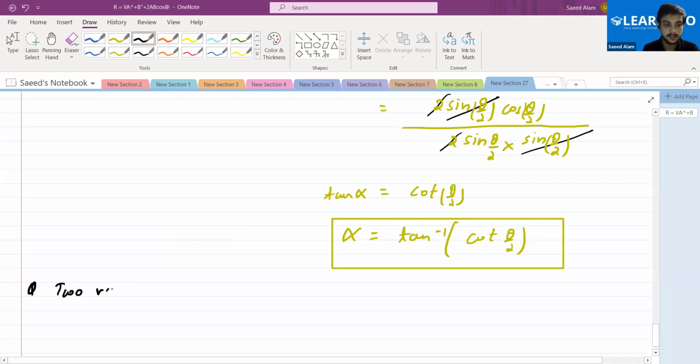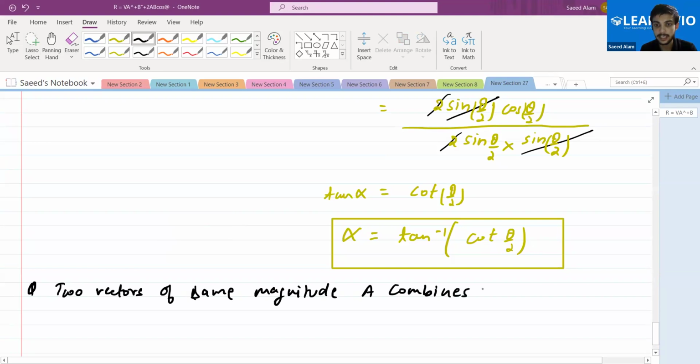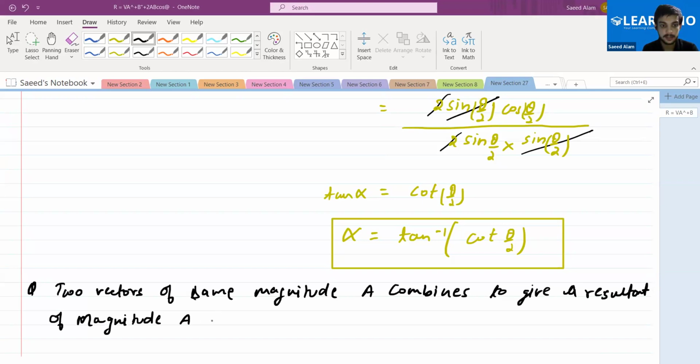Two vectors have the same magnitude A. They combine to give a resultant of magnitude A. Find the angle between the two vectors.